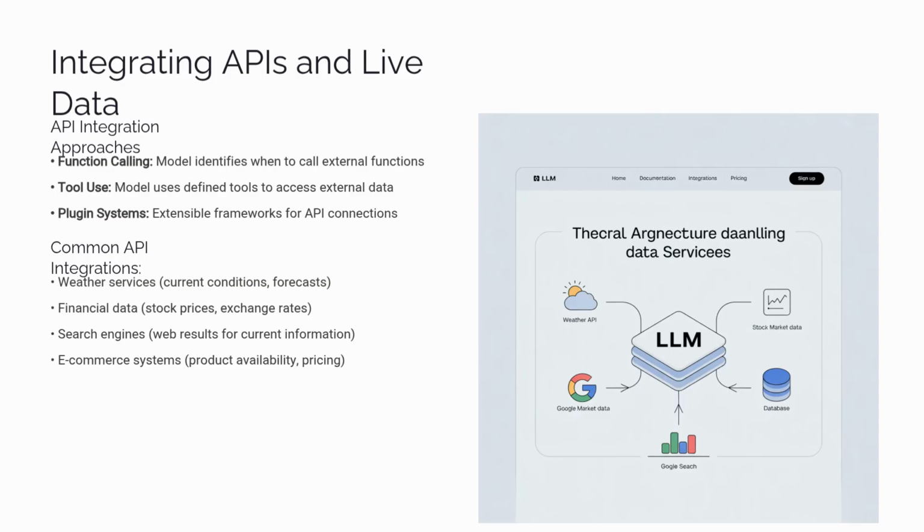API integration involves function calling, tool use, and plugin systems. Common integrations include weather services for forecasts, financial data for stock prices, search engines for web results, and e-commerce systems for product availability. These approaches enable seamless access to live data, enhancing functionality and user experience.